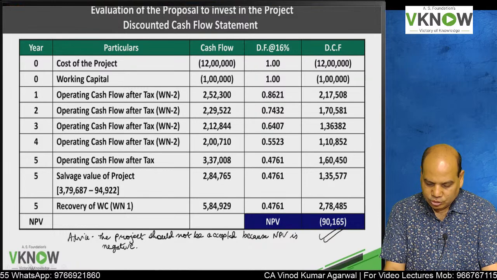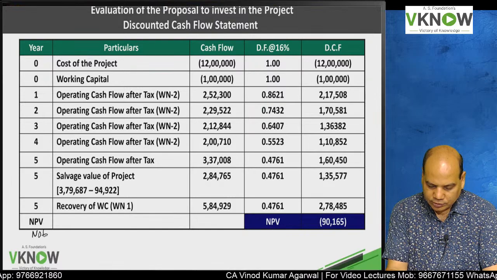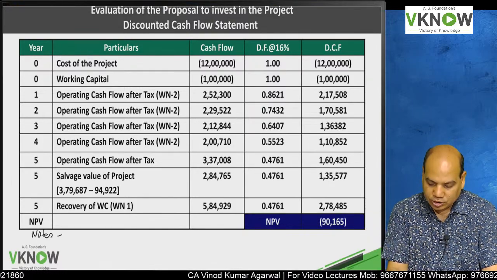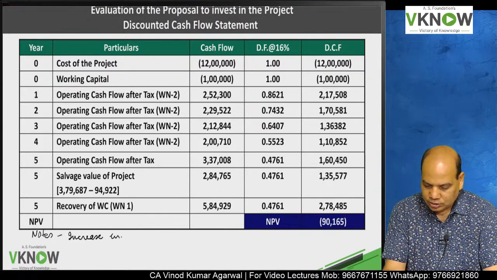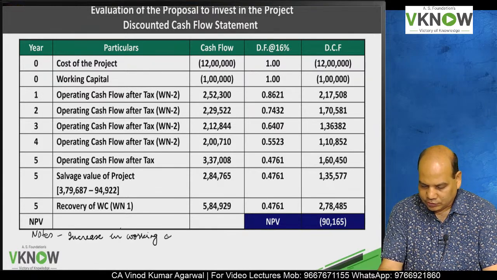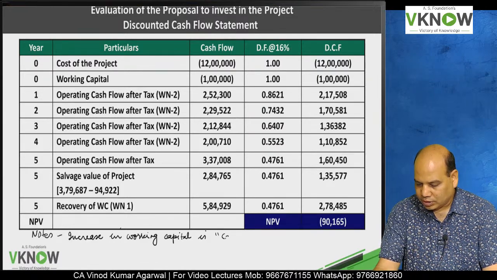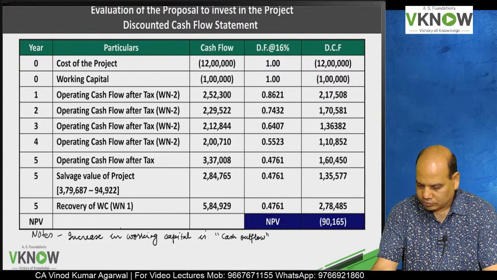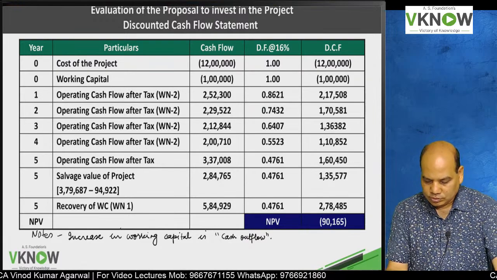Now, I will give you some notes. Write down notes. First, you have written advice: project should not be accepted because NPV is negative. Note, write down. For those who don't know, increase in working capital is cash outflow.